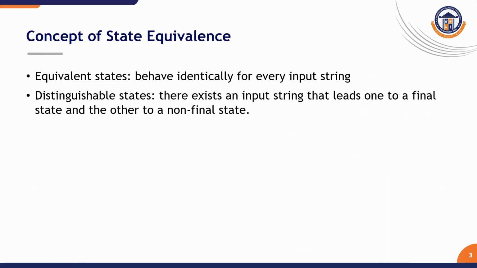So next one, concept of state equivalence. Now, what do we mean by equivalent states? Two states are equivalent if they behave identically for every possible input string. On the other hand, states are distinguishable if at least one input string can take one state to a final state while the other goes to a non-final state.